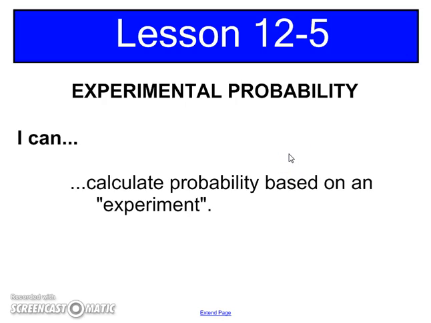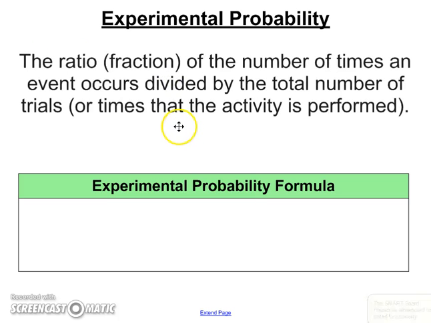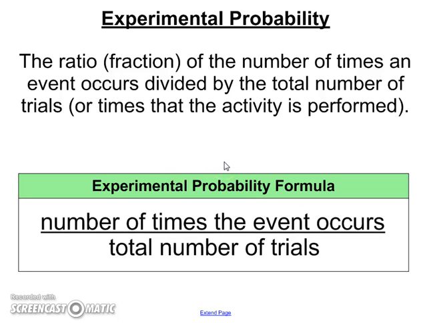All right, lesson 12.5. Last section in 12.4 we talked about probability, the likeliness of an event to happen from 0 to 100% or 0 to 1. Now we're going to actually do some calculations after experiments, so to speak, have been conducted. So experimental probability is the ratio, fraction, of the number of times an event occurs divided by the total number of trials. And this gives us a little formula: number of times an event occurs divided by the total number of trials.